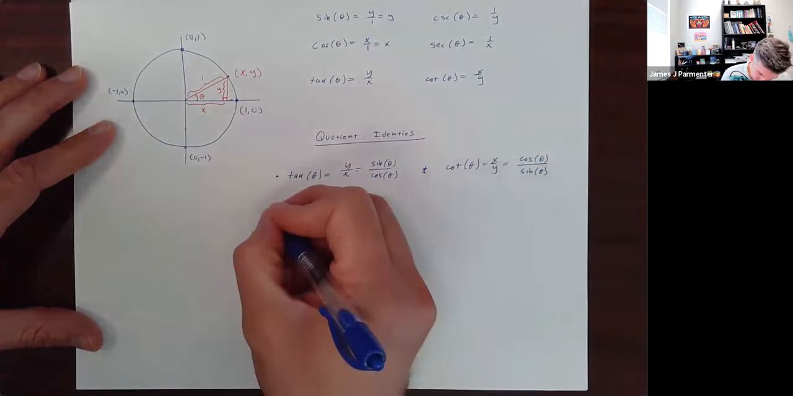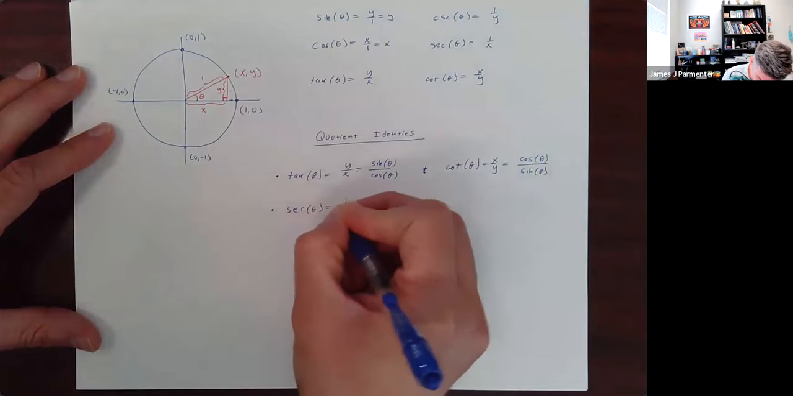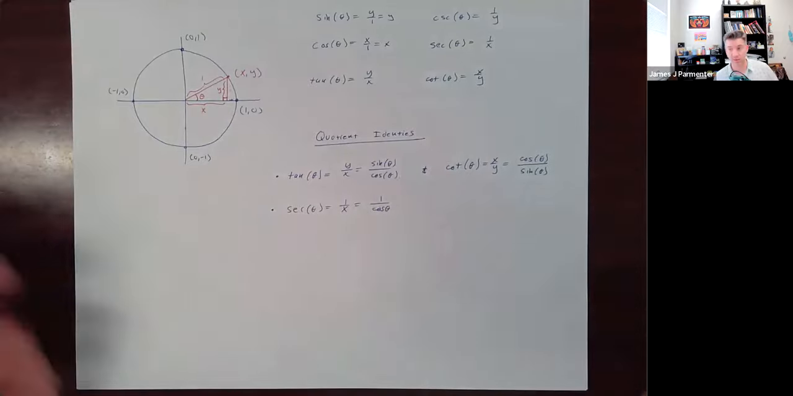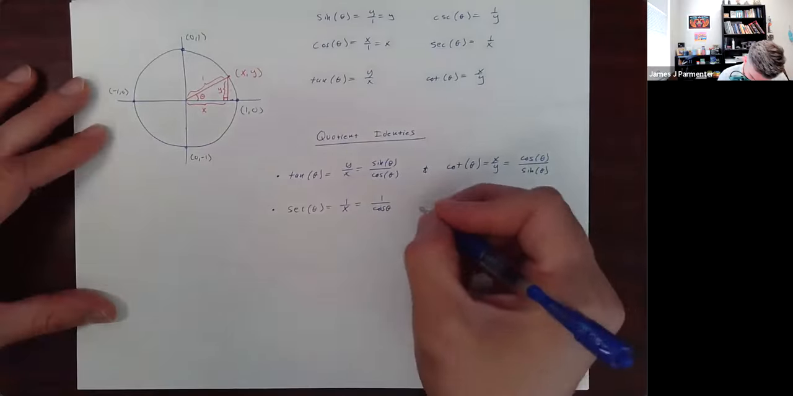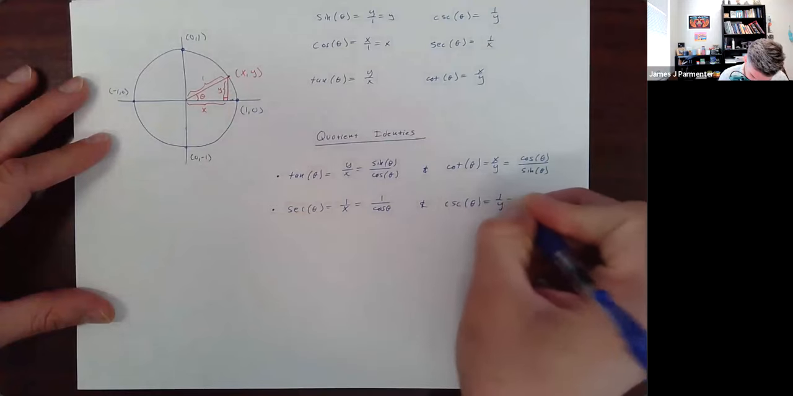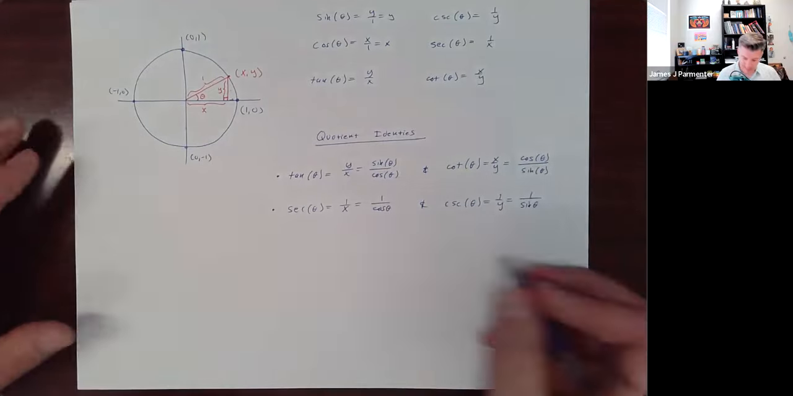We can also talk about secant and cosecant. Secant of theta being 1 over x is really just 1 over cosine, or the reciprocal of cosine, which we've said like 1,000 times. And cosecant of theta being 1 over y is just the reciprocal of sine. It's 1 over sine of theta. So these are the ones I typically keep in mind.